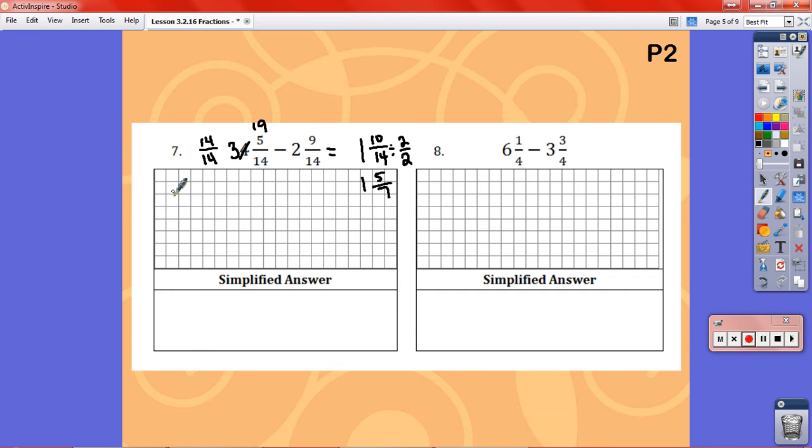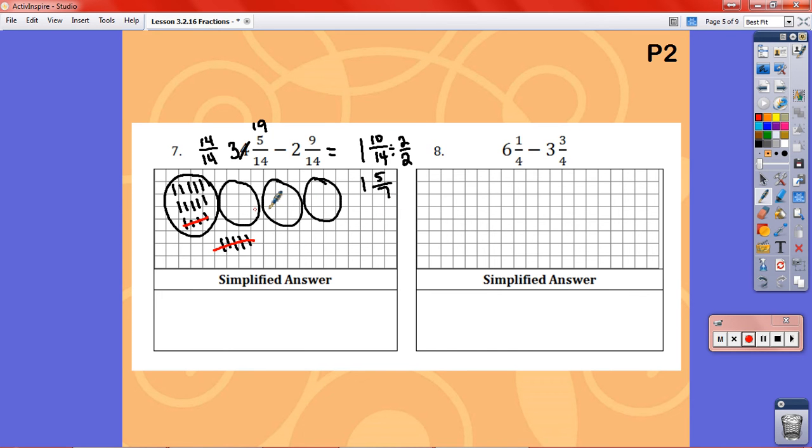With tally marks, we get 1, 2, 3, 4, 5, 6, 7, 8, 9, 10, 11, 12, 13, 14. That's a whole. And then we need 4 of those. There's 4. 1, 2, 3, 4, and 5/14. 1, 2, 3, 4, 5. So I need to take away 9. So that's 5, 6, 7, 8, 9.